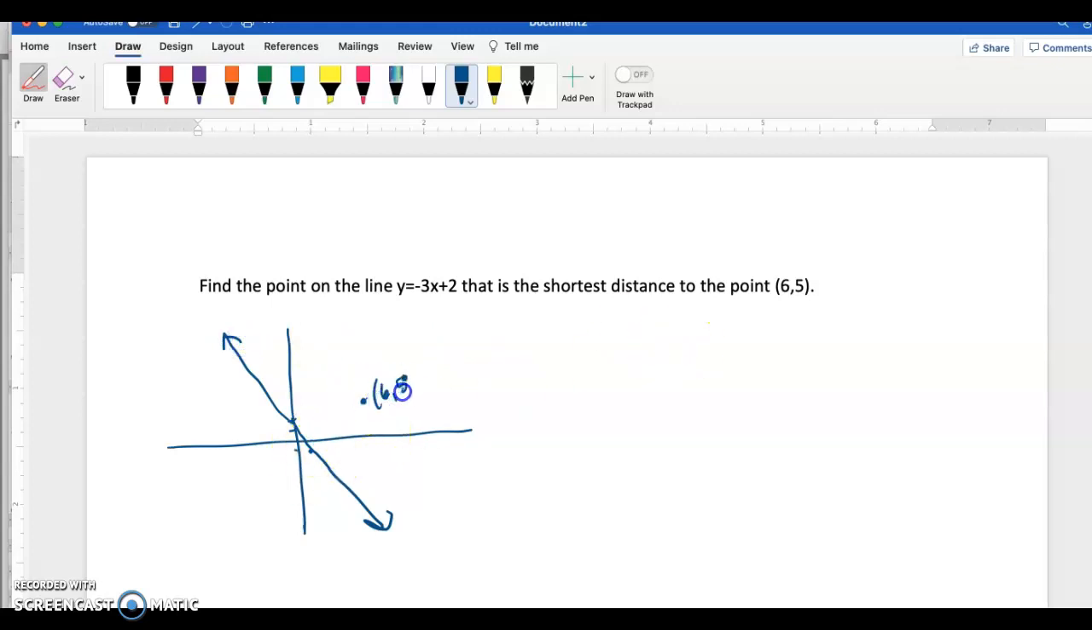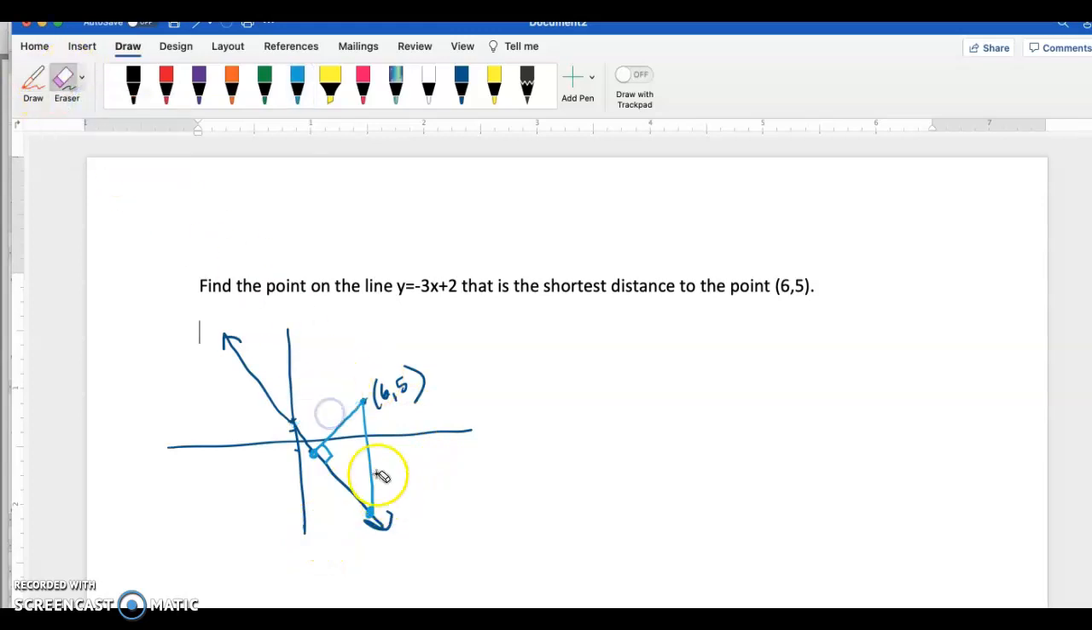So 6 comma 5. So let me ask you this. What is the shortest distance between a point and a line? Would it be out to here, to this point? Would it be out to here, to this one? Would it be to here? Or would it be this one right here that is perpendicular? Probably the perpendicular one, you're right.